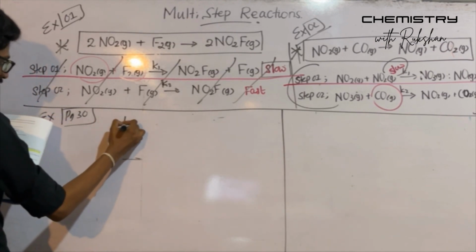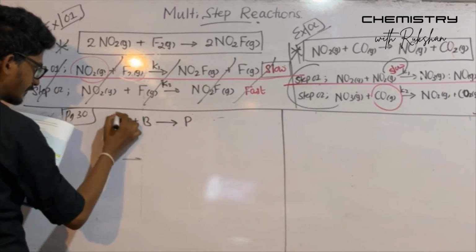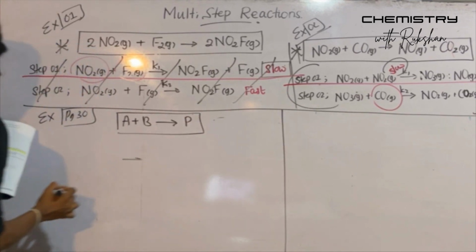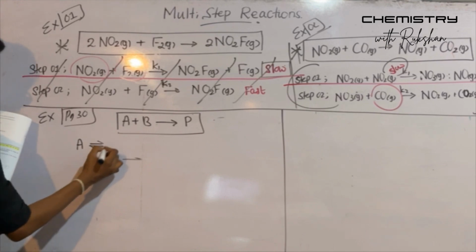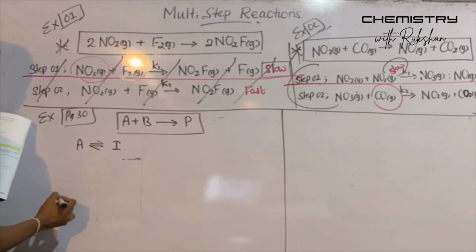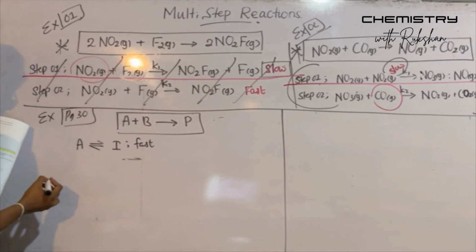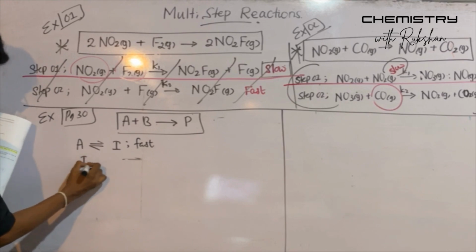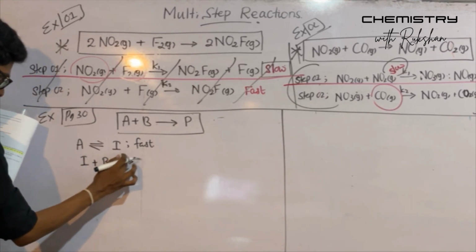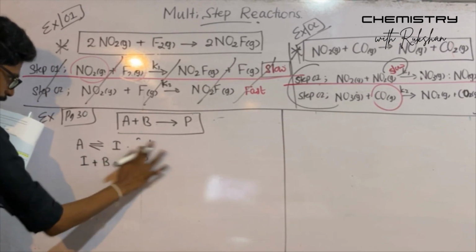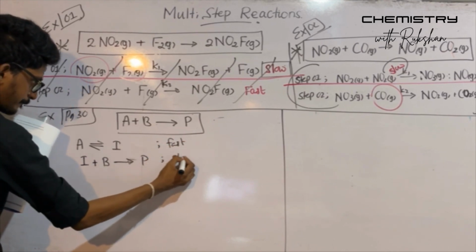This is the overall reaction: A plus B giving you P. The mechanism is given. A in a double arrow reaction giving you I. It's the fast step, the first step. Then you have the intermediate I reacting with B to produce P, the product. This is fast, this is slow.